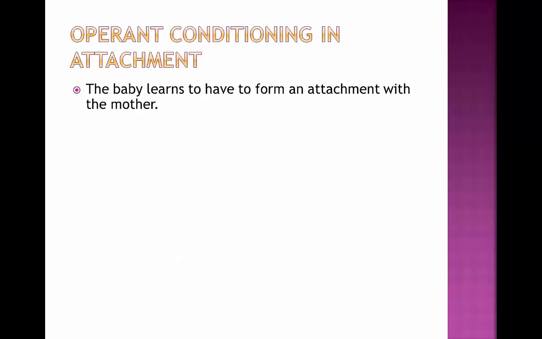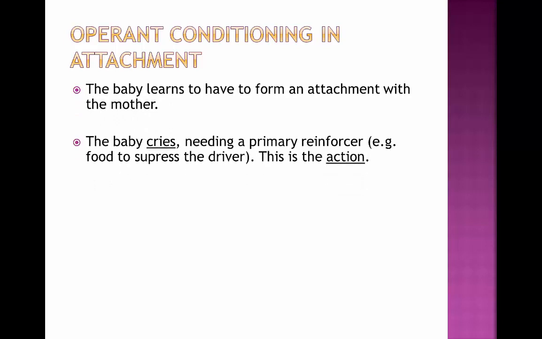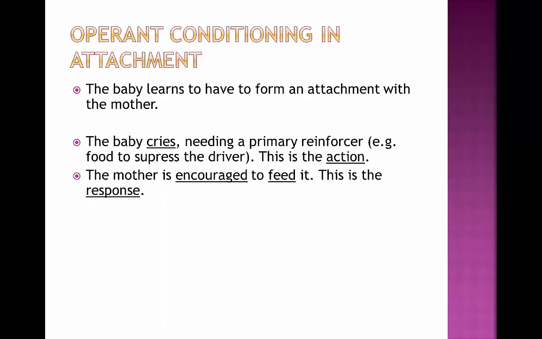So how does operant conditioning work in attachment? Well, the baby learns to form this attachment with the mother through its consequences. The baby can cry because it needs a primary reinforcer, for example, the mother to suppress its hunger. So this is called an action. The mother is then encouraged to feed the baby because it's crying.